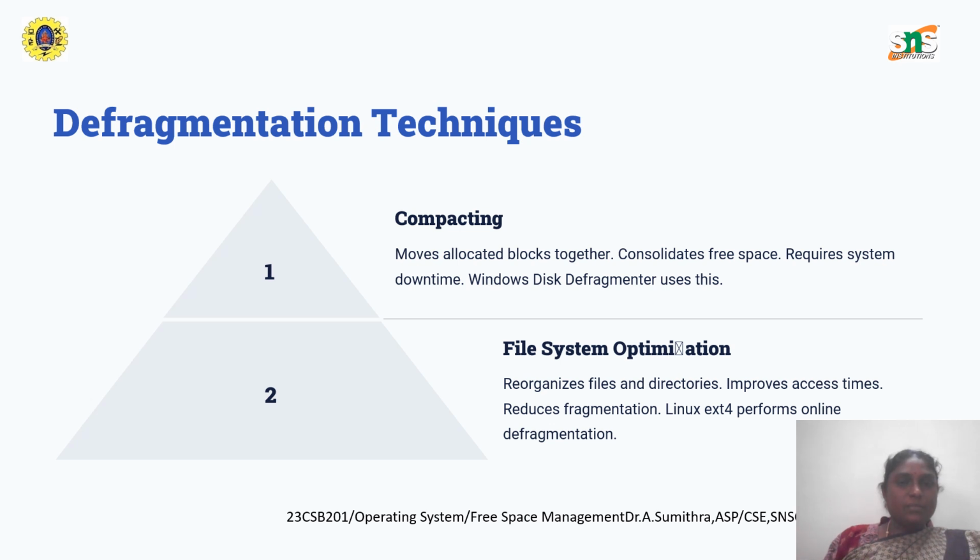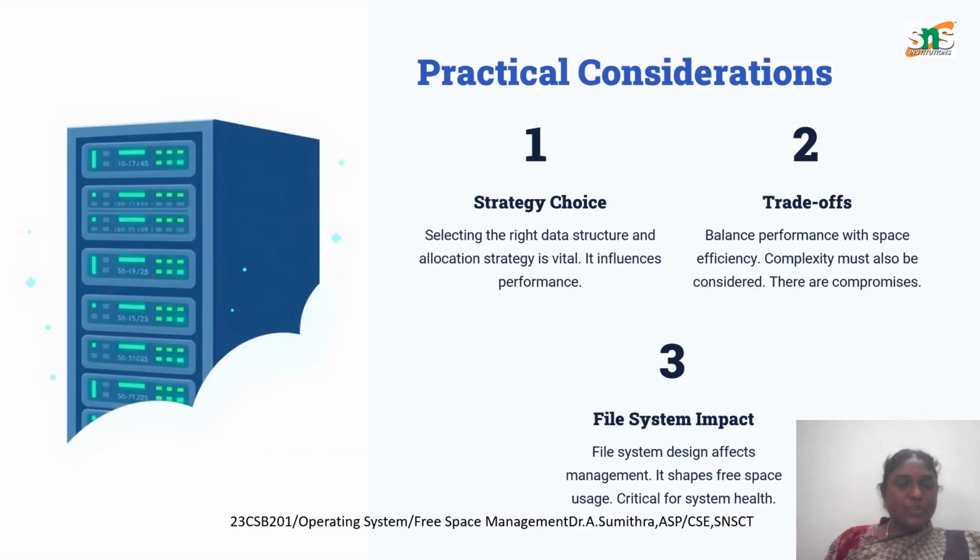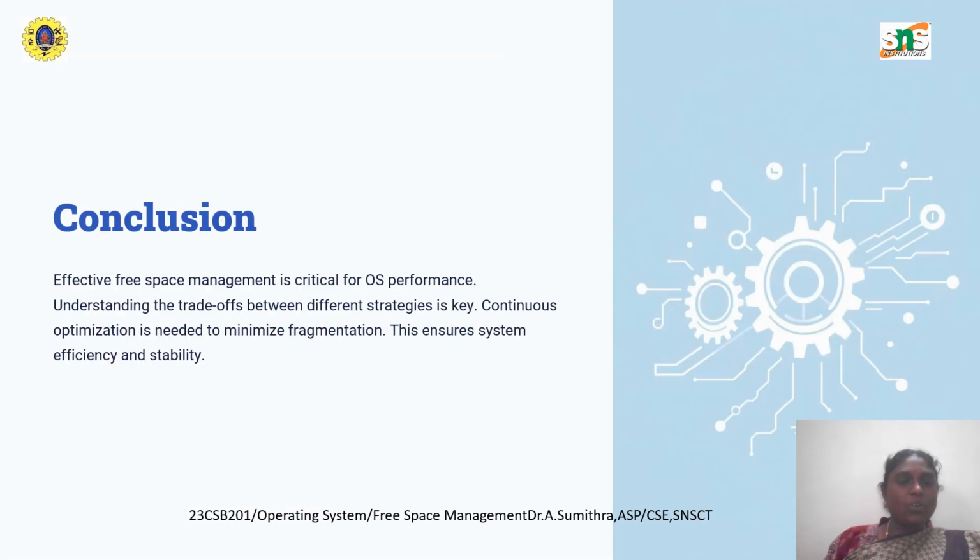And last is the practical considerations. Choosing the right free space strategy is critical. For example, bitmaps are great for speed but might not suit every file system, while linked lists are simpler but slower when fragmented. Hence, I conclude by stating that free space management is a cornerstone of operating system performance, efficiently tracking and allotting free disk space, ensuring faster operation and system sustainability.